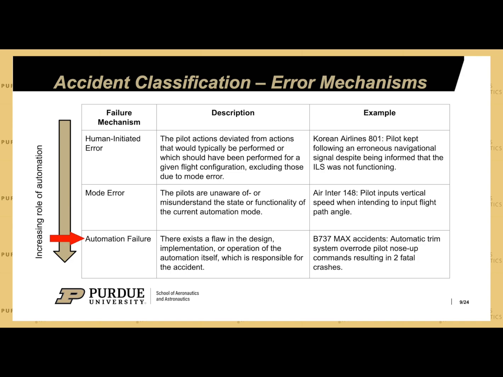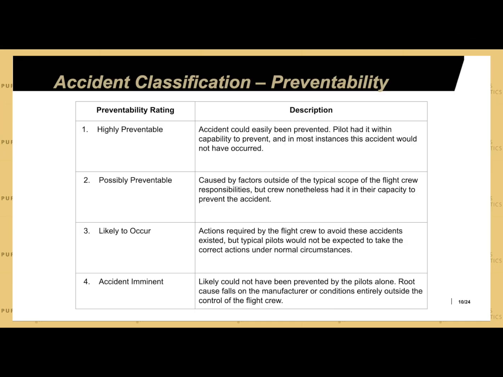The last error mechanism is a failure or malfunction of the automation itself. These may be design flaws or errors of implementation or operation, which manifest in causal factors leading to an accident. Two examples are the Boeing 737 MAX accidents, where the automatic trim system overrode pilot nose-up commands, resulting in 2 fatal crashes. We also define 4 levels of preventability of an accident.